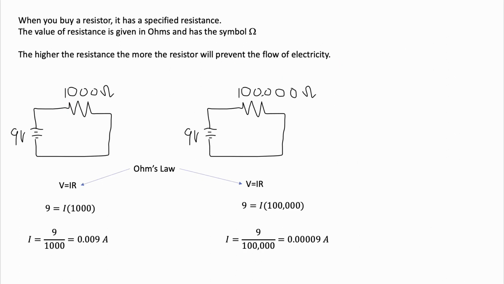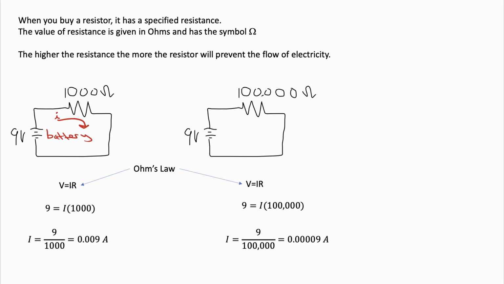When you buy a resistor, it has a specific resistance, and the unit of resistance is the ohm, so it's always 100 ohm, 1,000 ohm. And the higher the resistance, the more the resistor will prevent the flow of electricity. So here I've drawn out two circuits, and we could have a 9-volt battery right here connected to a resistor, and we want to know what the current running through the resistor is.